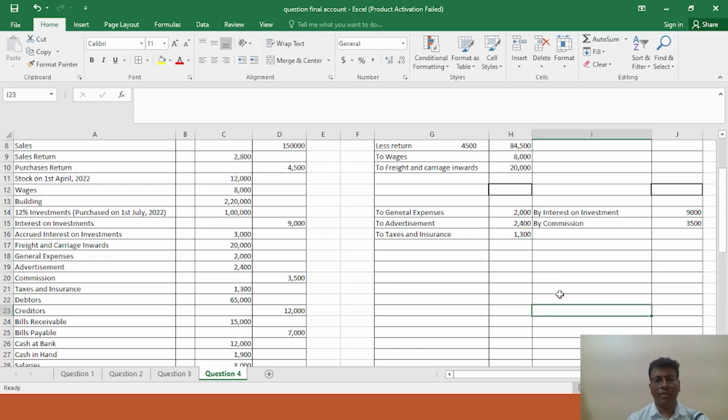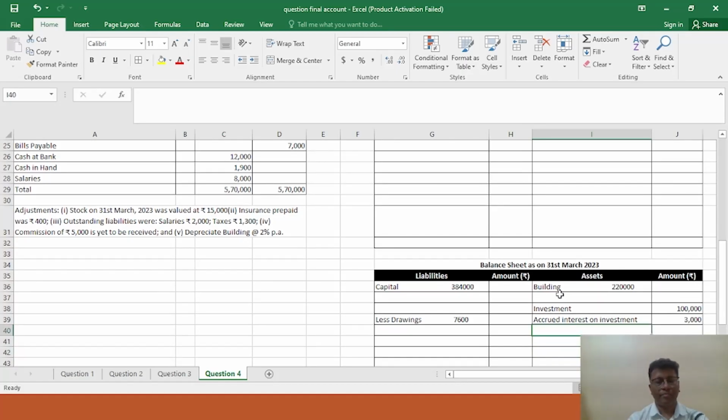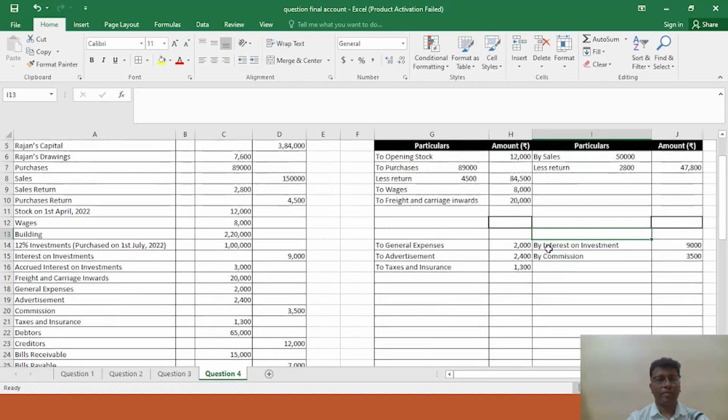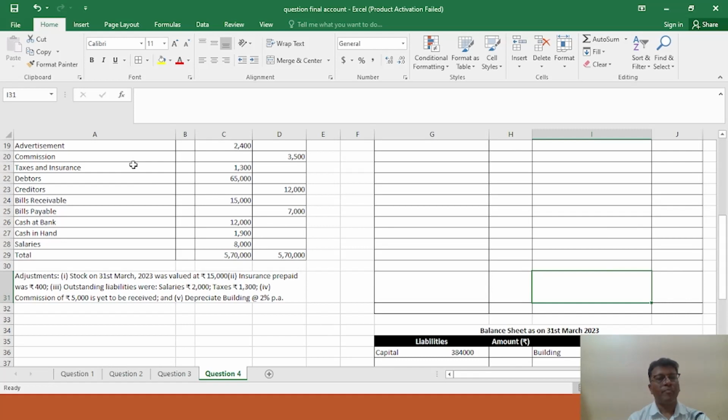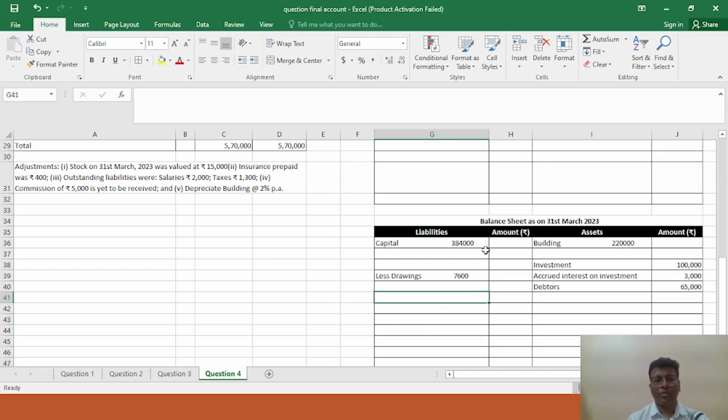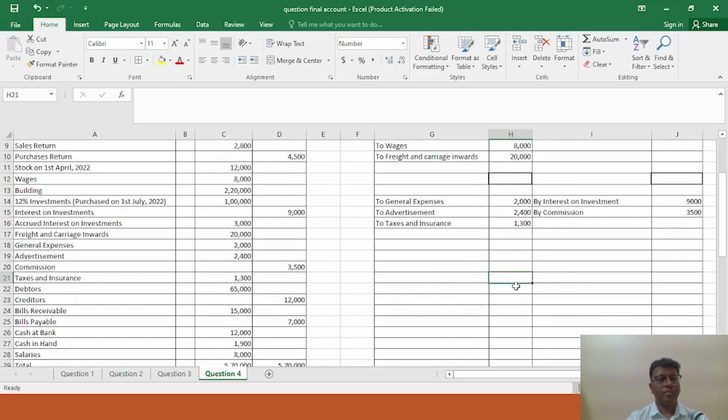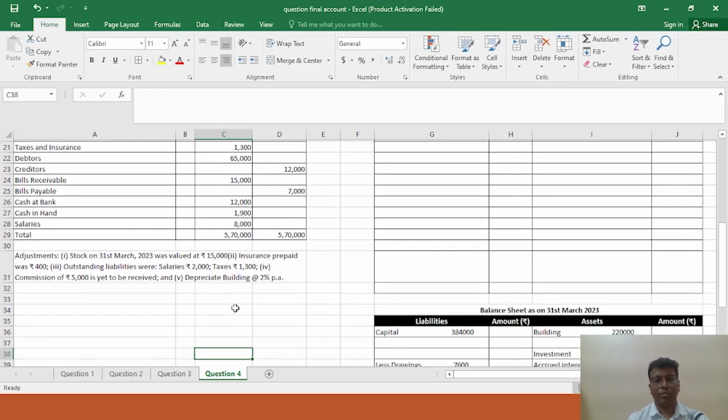Debtors 65,000, right? Debtors 65,000. And creditors 12,000. So we have to mention in the liability side, creditors 12,000. Right, creditors we have mentioned. Now bills receivable 15 and bills payable 7,000.